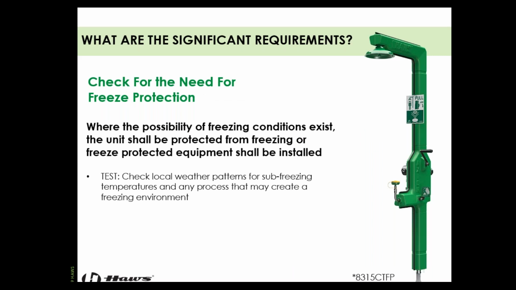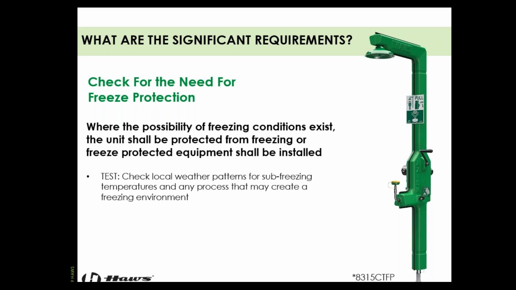Check the need for freeze protection. That's pretty straightforward. You'll need a piece of equipment like you see here on the right. That's most commonly what you're going to run into if you see freeze protected equipment. It's the 8315 CTFP, and it's a combination freeze protected piece of equipment, and it's heat traced. So there's a heat trace cable throughout the unit inside of it, and the shell is protecting that piping from freezing.